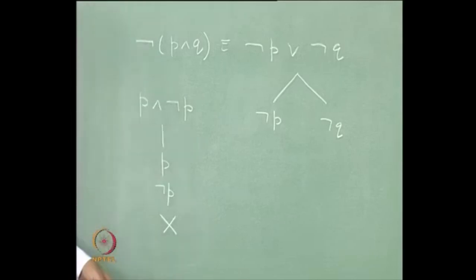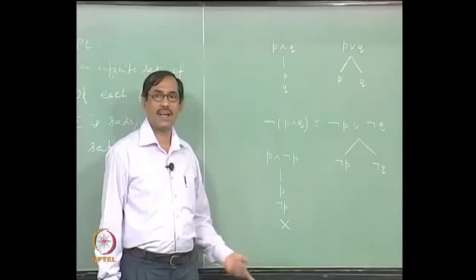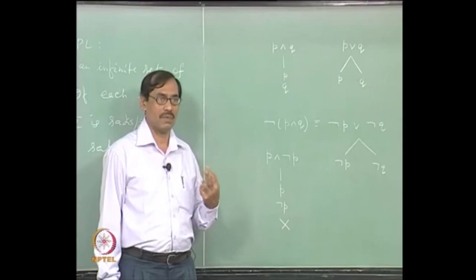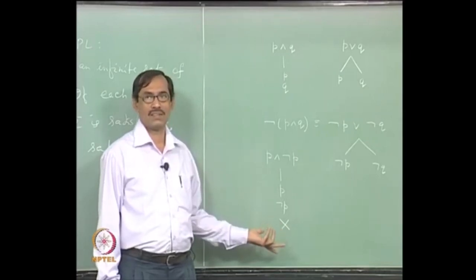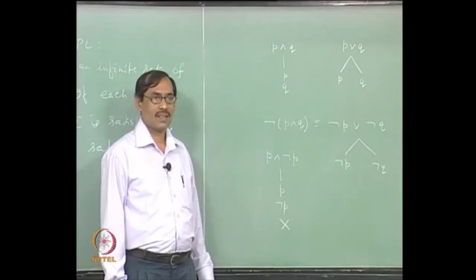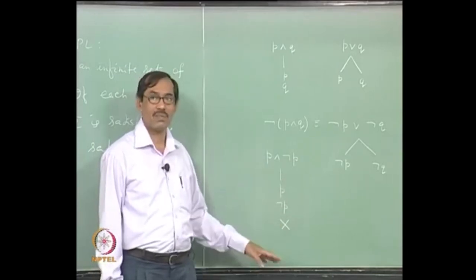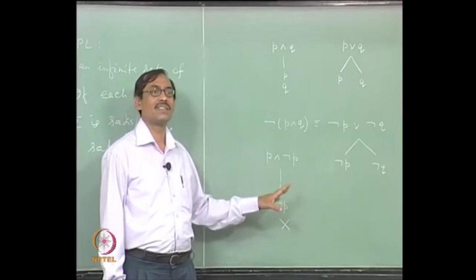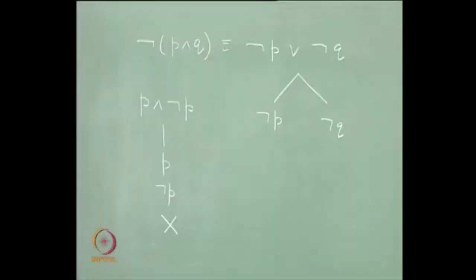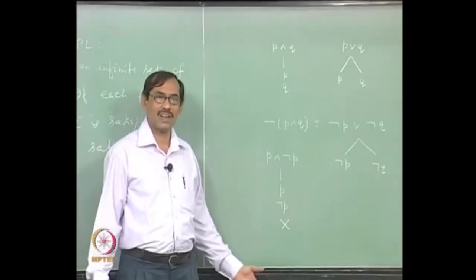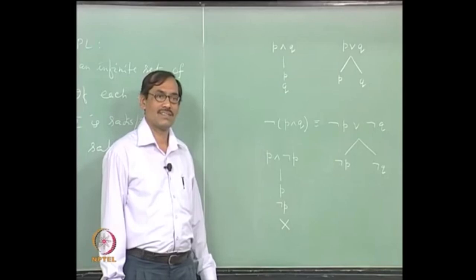If in a path, in a tabula, you find that there is a pair of complementary literals, then you close that path with a cross, right, provided you have applied the tabular rules on every situation wherever it is applicable, then you will end in literals. But you may not end in literals. If you end in a proposition P and also its negation, it is also fine, whatever way you expand, they will close, right. Is that clear?